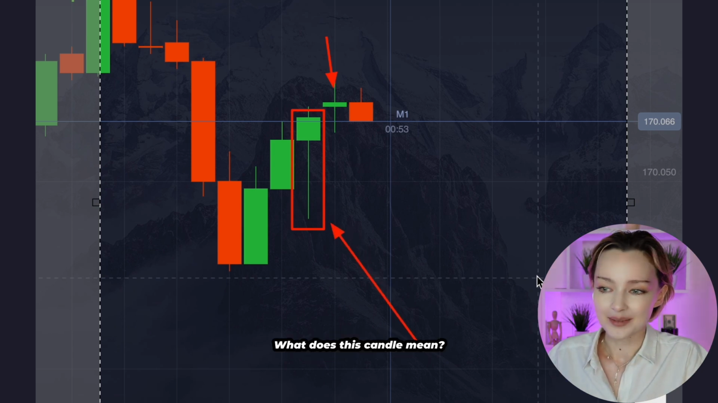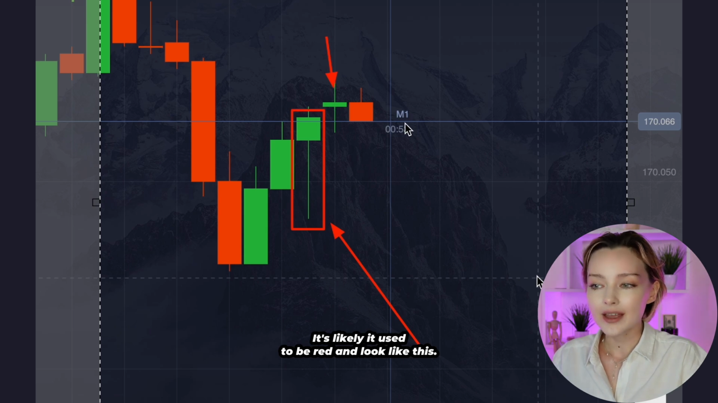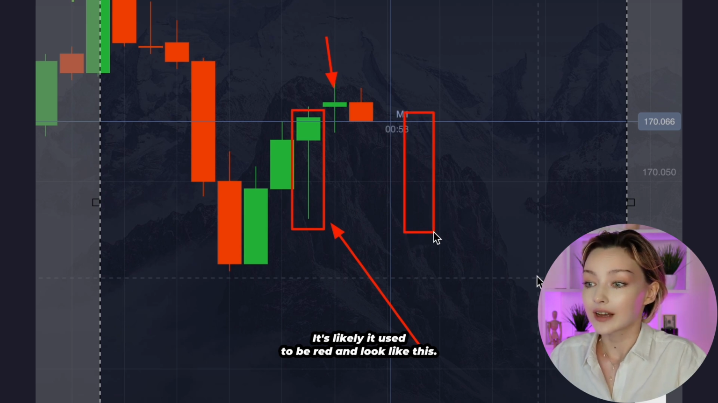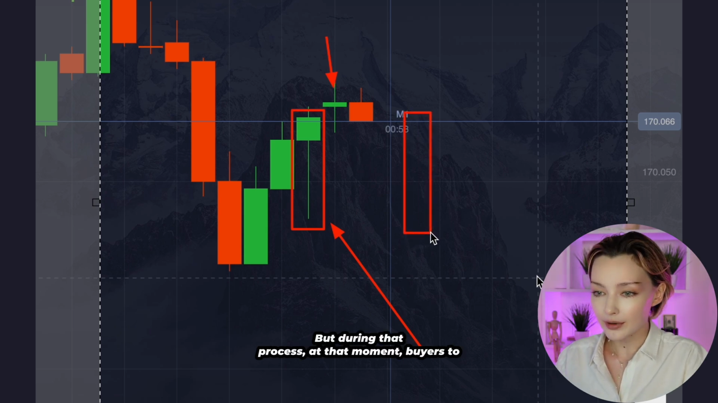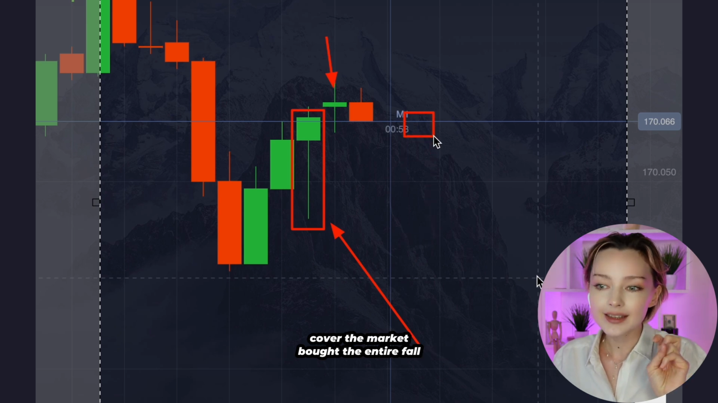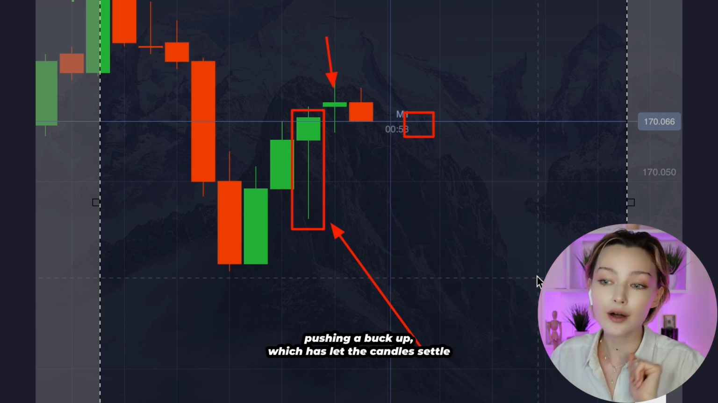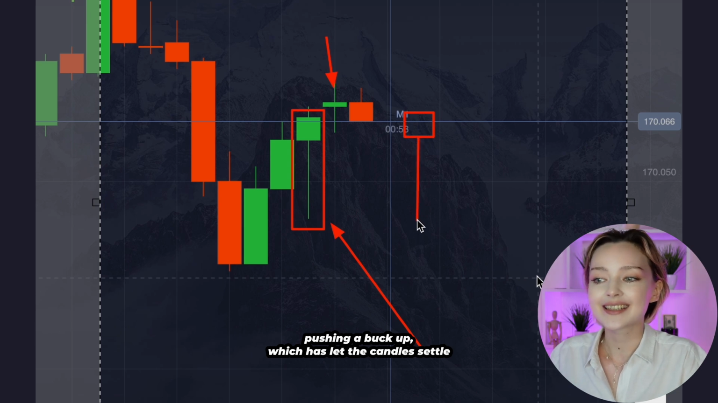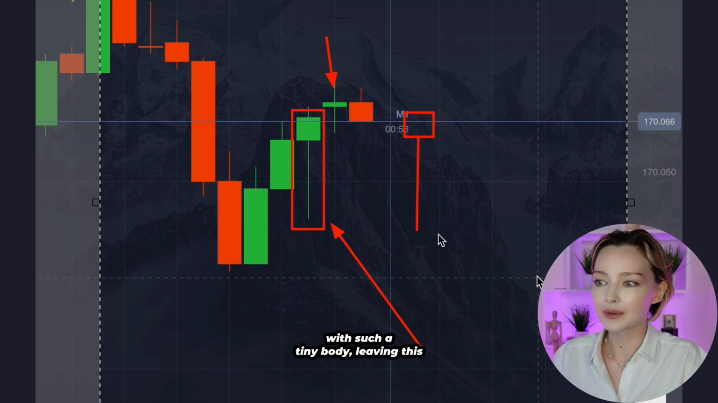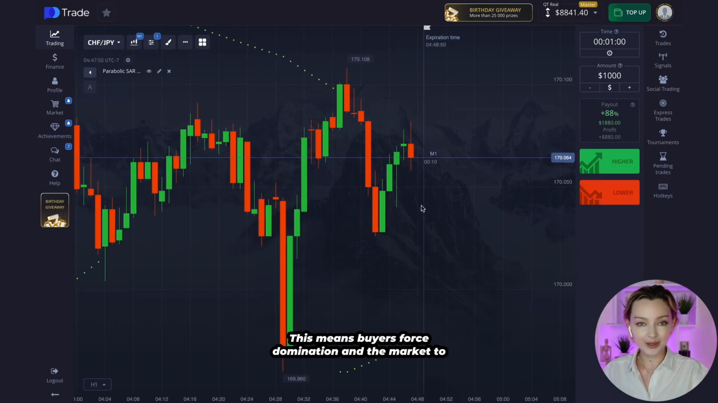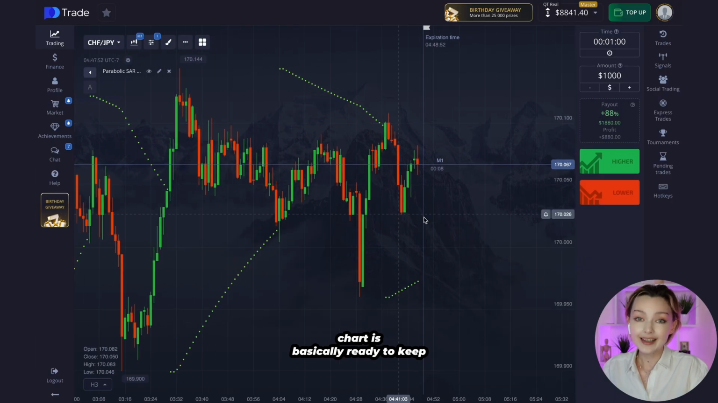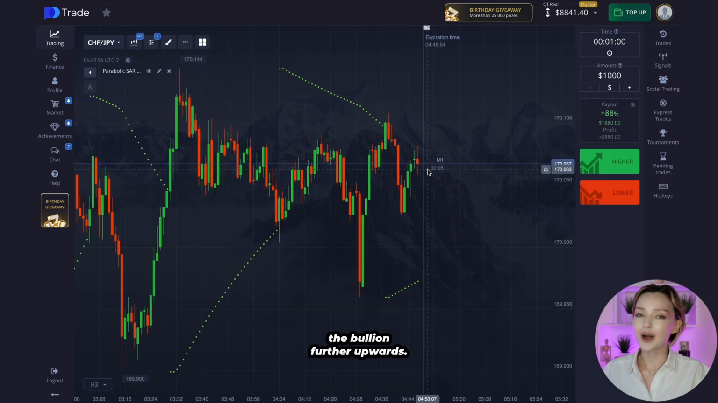What does this candle mean? Most likely it used to be a red candle and looked like this, but during that process, buyers bought the entire fall to cover the market, pushing it back up, which has led the candle to settle with such a tiny body, leaving this long trace. This indicates buyers' force domination on the market. The chart is basically ready to keep evolving further upwards.